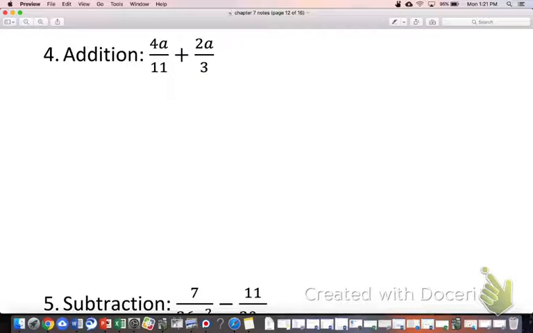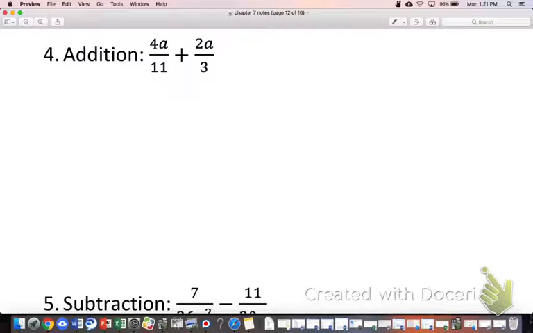But this time, we don't have those nice common denominators to start off with. So when you look at this one, you've got a denominator of 11 and a denominator of 3. So they're obviously different denominators. And so what we want to think of here, this is no different than what you did back in like 6th, 7th grade, trying to find common denominators. We want to think, what is the smallest number that 3 and 11 both go into? Any ideas on that?